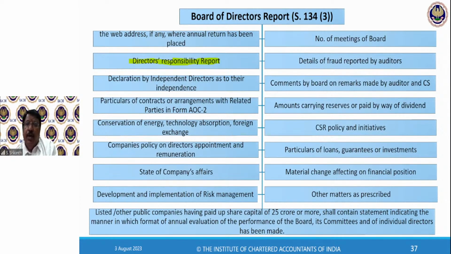Like that, material change affecting financial position, which is not there in the balance sheet. I told you an example. Now, see, something is going to happen in future. This could endanger the company. You have to talk about it in the board of directors' report. If you do not disclose it and then it is found, it is a violation.